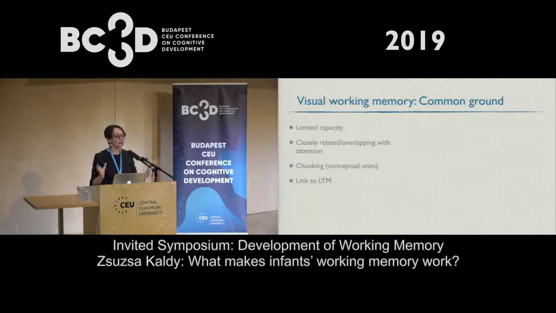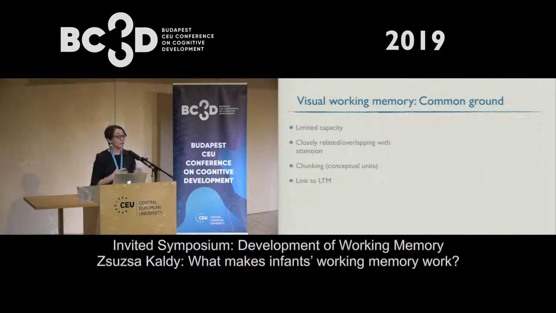What's the common ground? This field is really extensive, literally thousands of papers, including the adult literature, obviously. And what are some of those features and/or attributes that we all agree on? Visual working memory has a limited capacity. That seems to be uncontestable. There's a very intimate link with visual attention, closely related, overlapping, maybe a shared resource. We're going to hear more about that in the rest of the symposium.